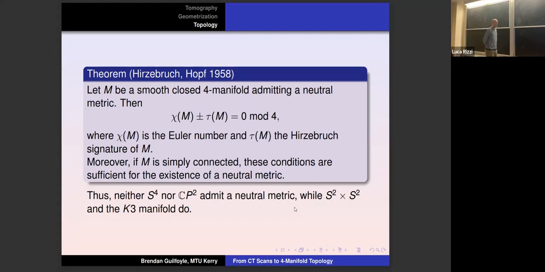So, for example, neither S4 nor CP2 admit a neutral metric. So there are topological obstructions because they do not satisfy these conditions above. Whereas S2 cross S2 and the K3 manifold, another well-known closed 4-manifold, do admit one. So you can see that neutral metrics, when you talk about closed 4-manifolds, are going to cover a whole category of manifolds that you can use these metrics to explore. But if you have other manifolds, even some of these simple manifolds, unfortunately, your metric might have singularities.